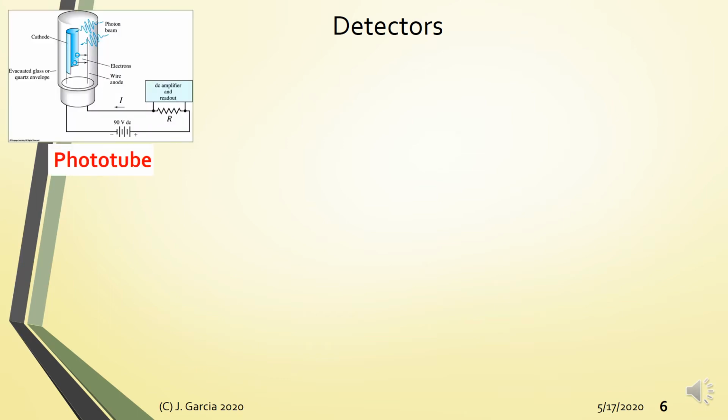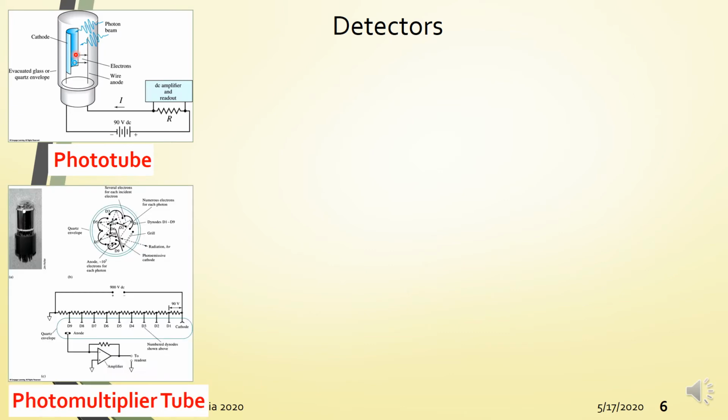So first you have your phototube. So basically, the principle of the phototube is the photoelectric effect. So when photons hit this cathode here, which is electrically biased against a 90 volt voltage, for example, it produces a current, an electrical current. So the current produced is directly proportional to the amount of photons hitting the phototube.